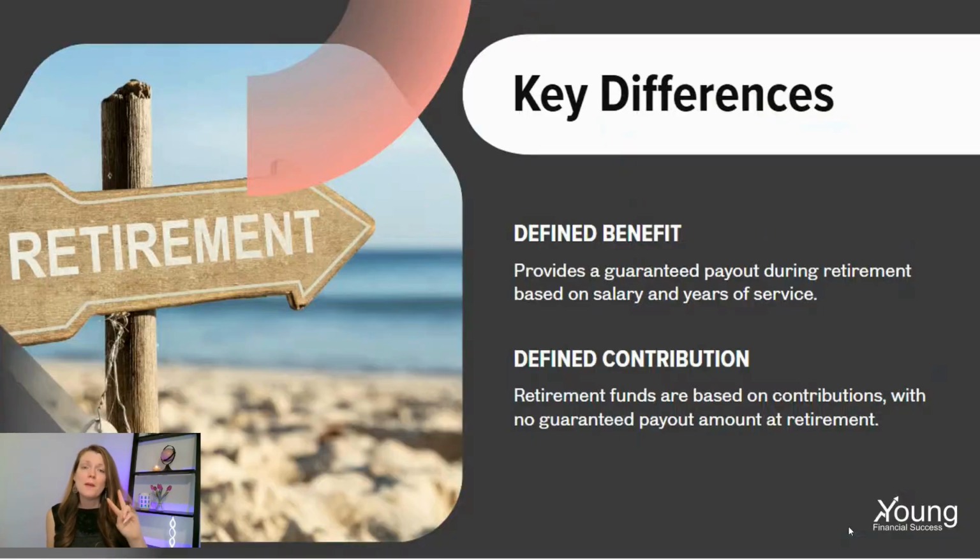Now, there are two main types of benefit plans. Both of these technically are pensions. And if I've already lost your attention, come on back because you've got to know the difference between these two plans or you're really going to struggle in this chapter. So the first one is a defined benefit plan. The defined benefit plan provides a guaranteed payout during retirement based on the salary and the years of service. So the company is defining how much they are going to be paying to the employee, and they're going to do that for the rest of their lives after they retire.